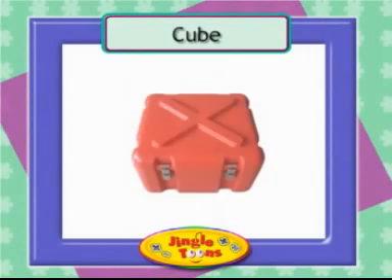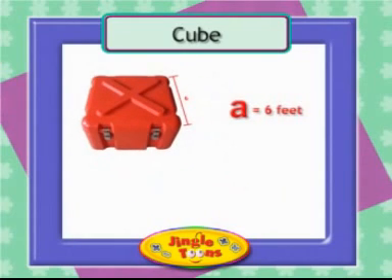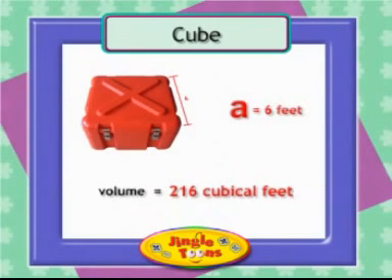Example, what will be the volume of a water tank having side length 6 feet? Here side A is equal to 6 feet. And formula for the volume of cube is volume is equal to A cube. So, volume is equal to 6 cube. Thus, volume is equal to 216. And since the side length was given in feet, the volume is 216 cubic feet.